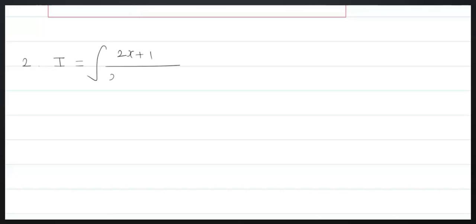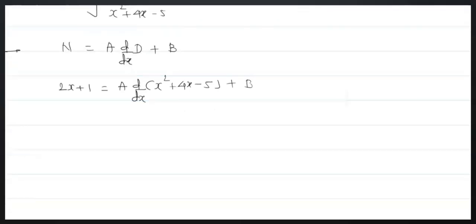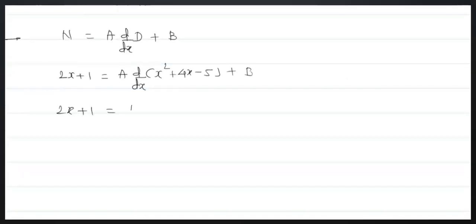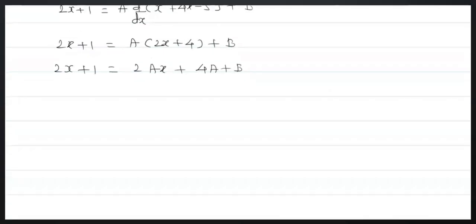I is equals to integral 2x plus 1 upon x square plus 4x minus 5 dx. Therefore, numerator is equals to a into d dx of the denominator plus b. That is a into 2x plus 1 derivative of the denominator, that is x square plus 4x minus 5 plus b. 2x plus 1 equals a into 2x plus 4 plus b. Therefore, 2x plus 1 is equals to 2ax plus 4a plus b.